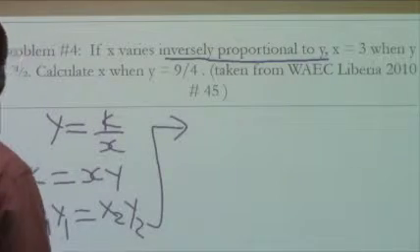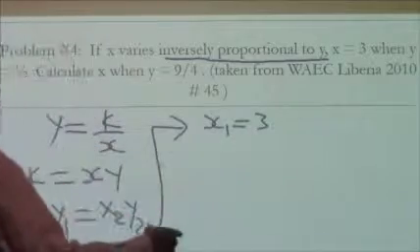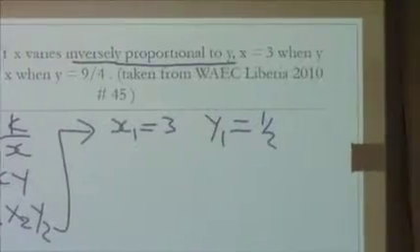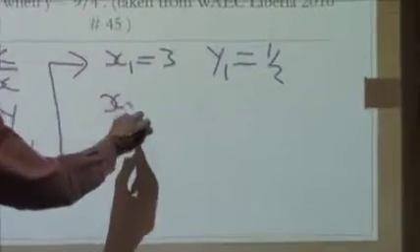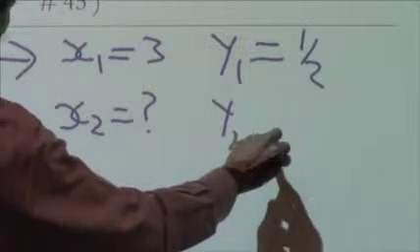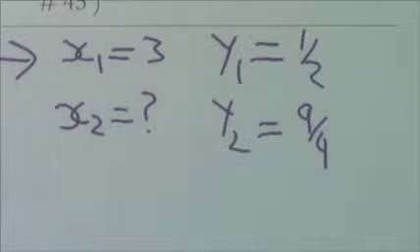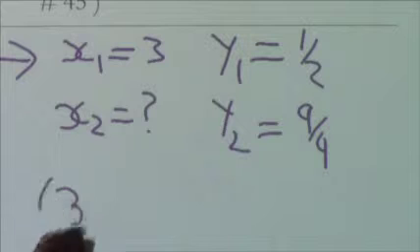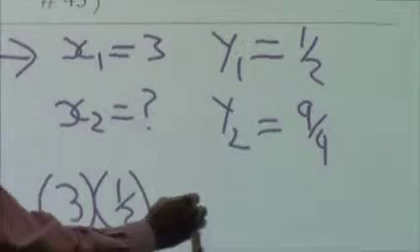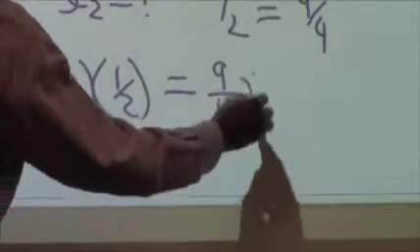So let's see the information that we are given here. The first thing we are given is x1 is 3. The corresponding y value would be y1, which is 1 over 2. Then, we were not given x2. But the y value for that x2, which we want to find, is y2. It's going to be 9 over 4. So x1 is 3 times y1 is 1 over 2 should be equal to x2, which we don't know, times y2, which is 9 over 4.